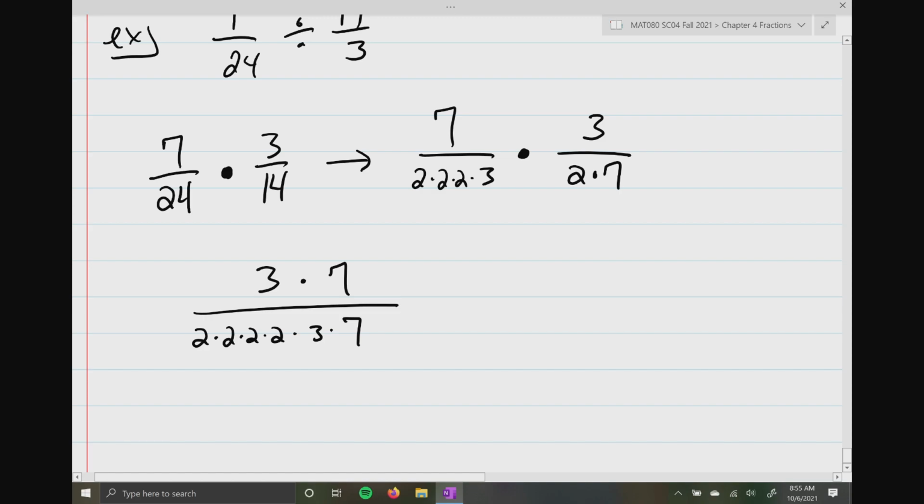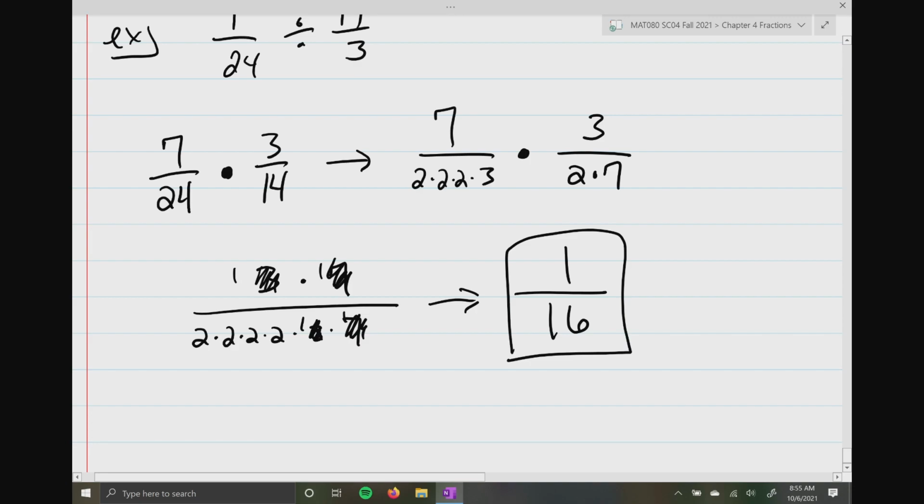Now I'm going to apply my property of 1, which means I'm looking for numbers that are the same in the numerator and denominator. So 3 over 3, replace them with a 1. 7 over 7, replace it with a 1. The only number I have left in my numerator is 1 times 1, which is 1. And then my denominator is going to be 2 times 2 times 2 times 2, which is 16. Does that make sense, everyone?